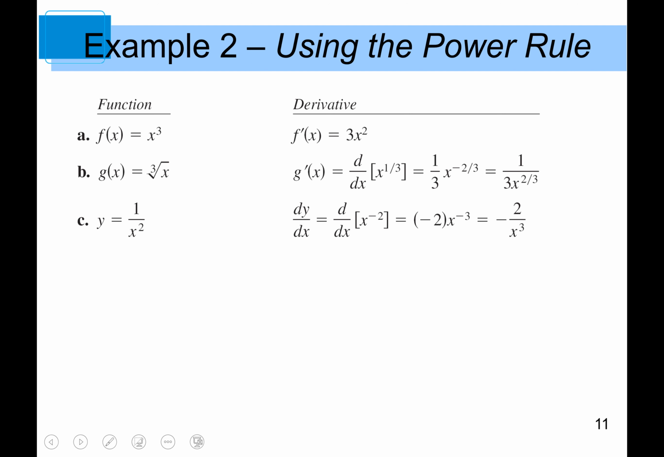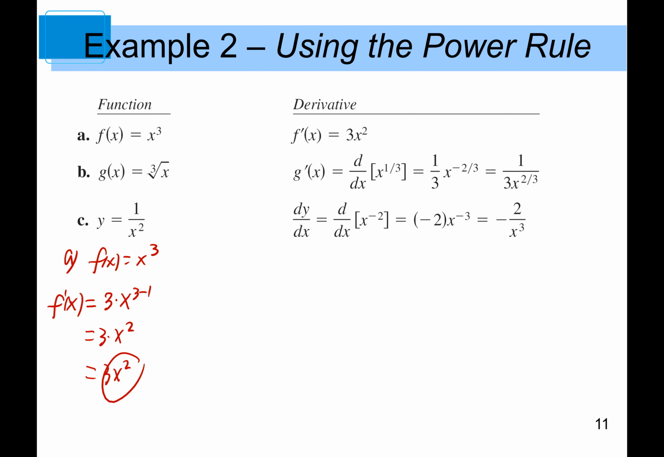Right, so let's use the power rule to find the derivative for all these three things. A, f of x equals x cubed. f prime of x, applying the power rule: as I mentioned, put the exponent in front and reduce the exponent by 1. So we get 3 times x squared. 3x squared is the answer.